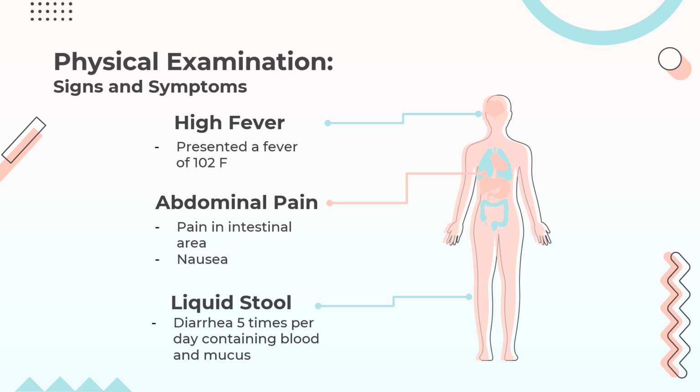During the physical examination, some of the signs I observed were that the patient had a high fever of 102 degrees Fahrenheit, and the symptoms the patient described to me were that they were having abdominal pain in the intestinal region as well as diarrhea 5 times per day containing blood and mucus.